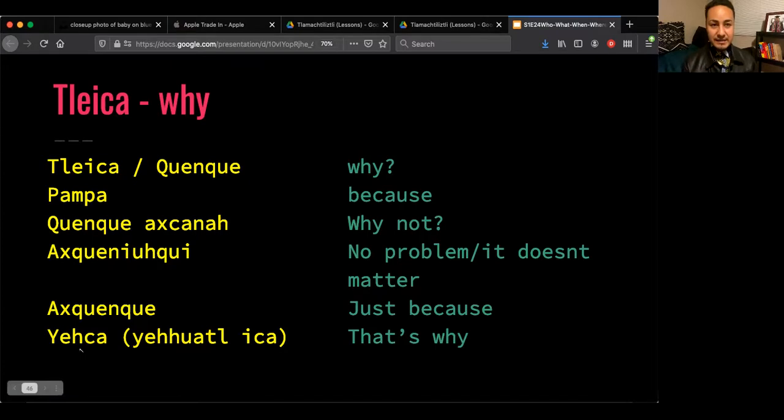And if you want to say that's why, or therefore, or because of this, you would say yehka. Yehka is the Huasteca way of saying that's why. But other varieties say something different depending on their variety. The longest one is from classical, they say yehuatl ika. It means basically with it. But you might hear other varieties say yehika, yehka. In our variety, yehika got shortened into yehka. But it translates as that's why. Por eso, or therefore this.